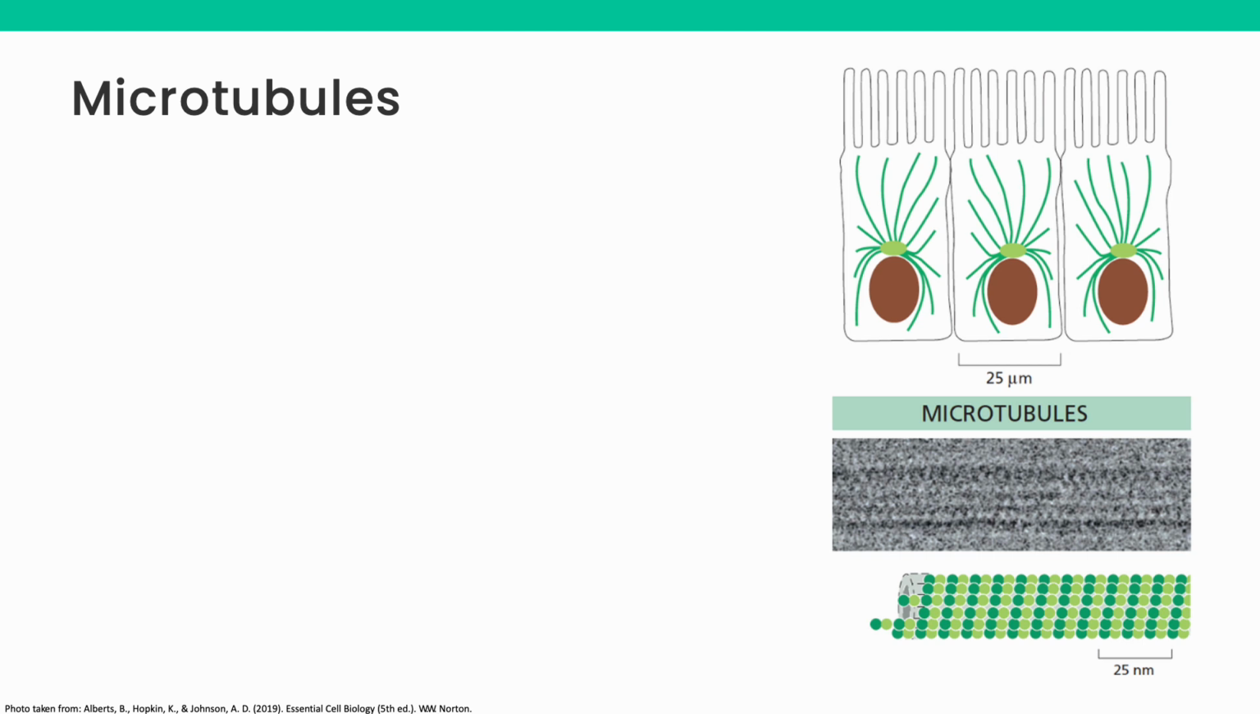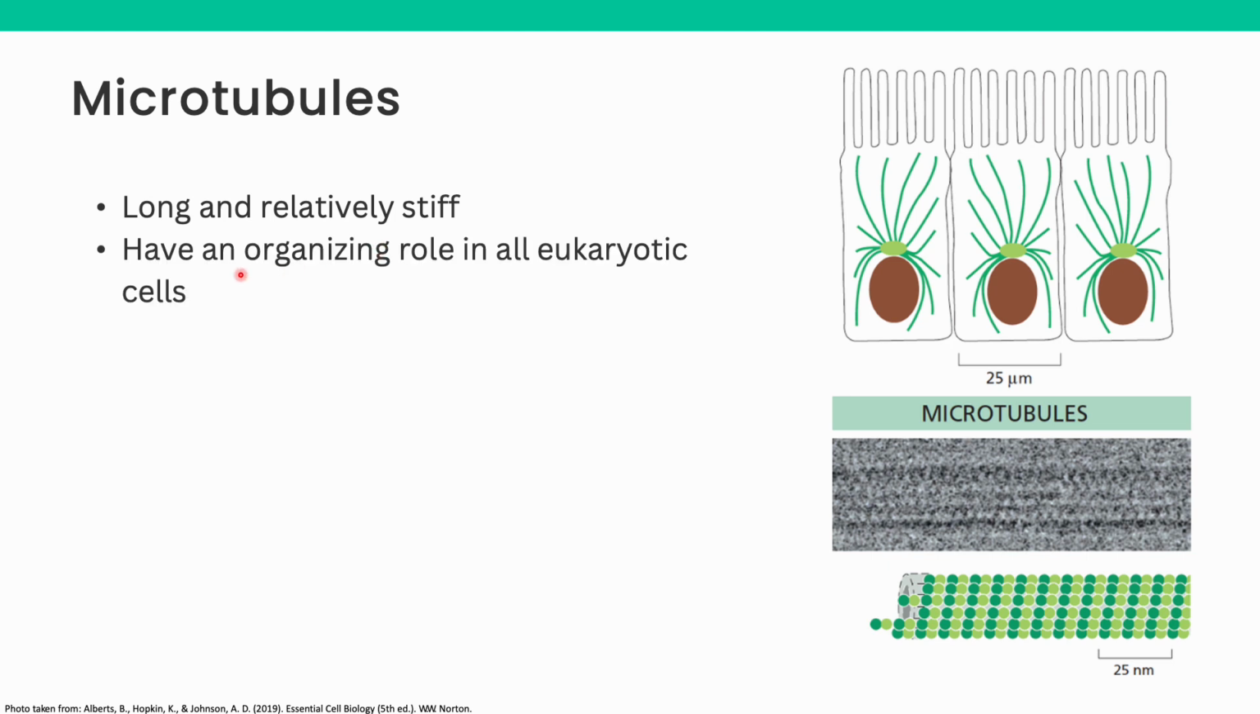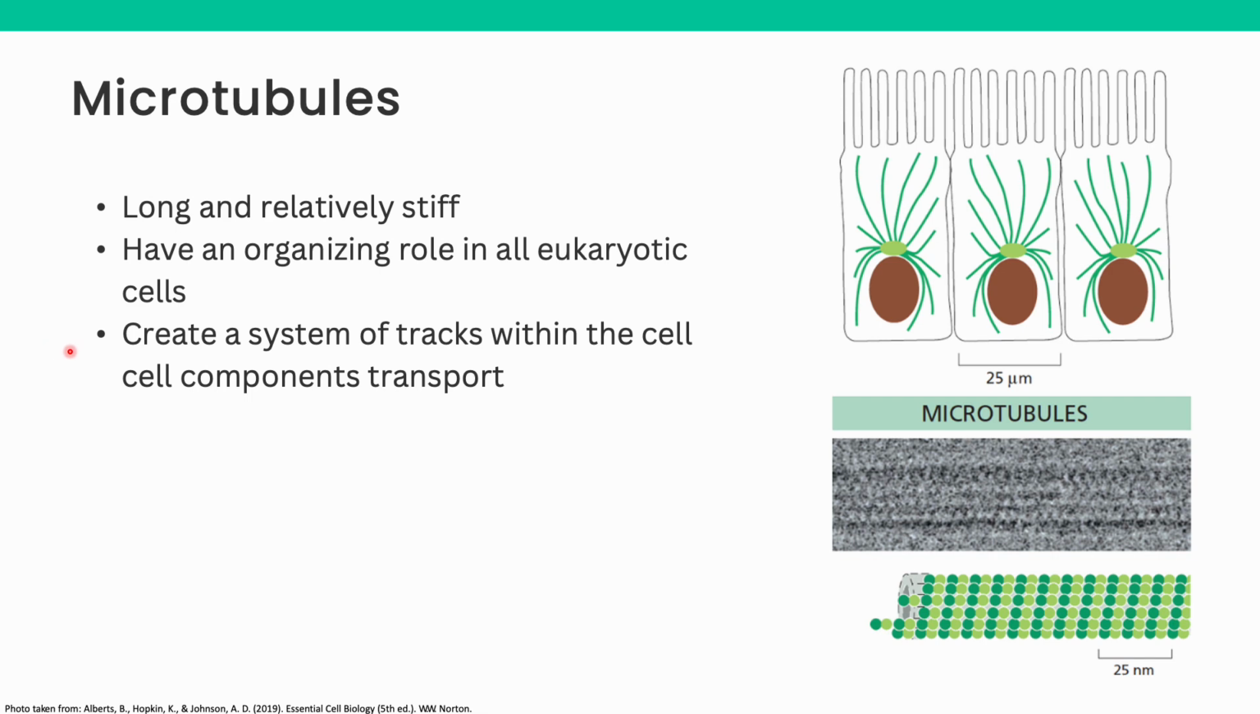The next type of cytoskeletal filament we will be talking about are called microtubules. Compared to the intermediate filaments, these tubules are relatively long and stiff. This means that they do not have the ability to bend as much as our other cytoskeletal filaments. Their main goal in the cell is that they have an organizing role, and this occurs in all eukaryotic cells. One of their functions is that they create a system of tracts within the cell that are used for cell component transport. And those cell components can include organelles, vesicles, and very large proteins.